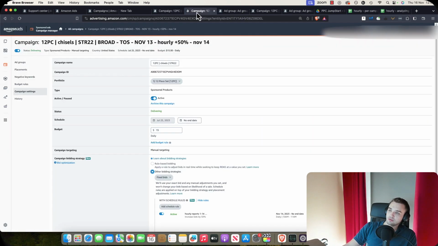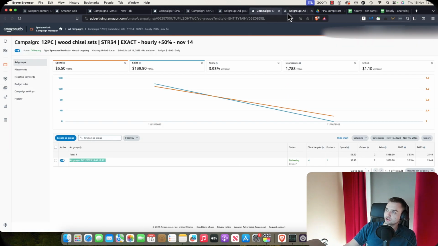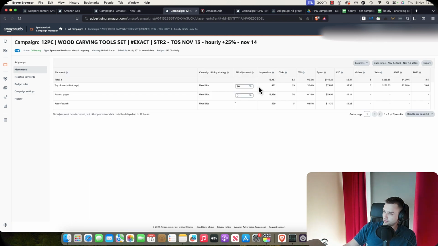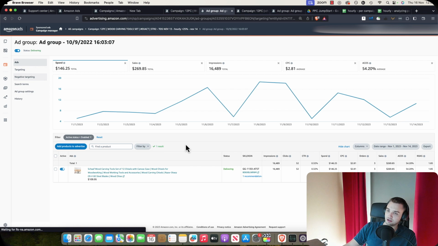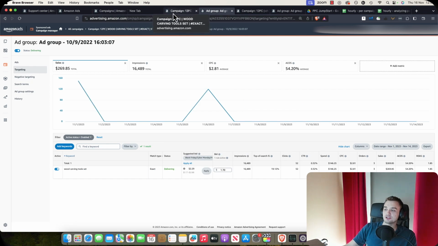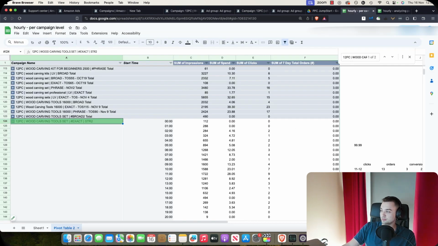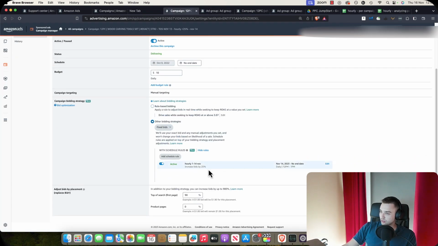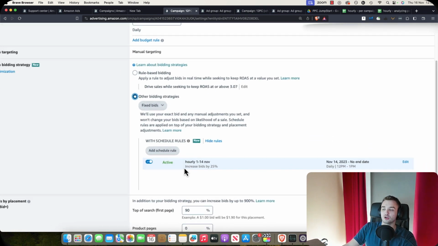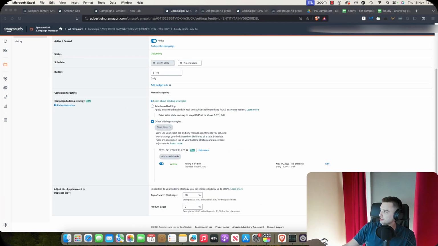Again, same approach. We find this campaign in the ads manager. So this is a campaign with top of search placement. We know our CPC and we have our targeting. So we need to set up our base bid in such a way that it's low enough and it doesn't trigger impressions and clicks at other times of the day, except the time we figured out works best. So in this case, it was around noon time. And we have our scheduling rule set to 25%, 12 to 1, and it's based on the performance of 1 to 14 November.